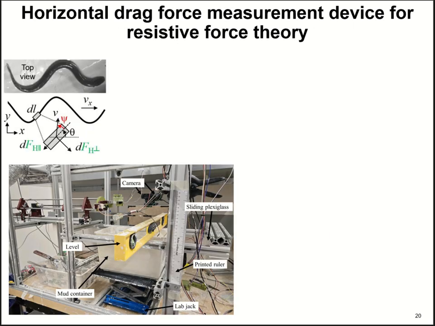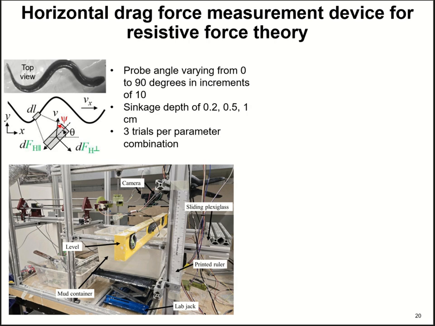So as a first step, we have developed a horizontal drag force measurement device that allows us to measure the forces in the lateral and the fore-aft direction. What we did was vary the probe angle between 0 and 90 degrees and vary the sinkage depth between 0.2, 0.5, and 1 centimeter. We then collected a total of 3 trials per parameter combination. We then varied the mud strength between weak and strong mud across 3 different mud strengths.